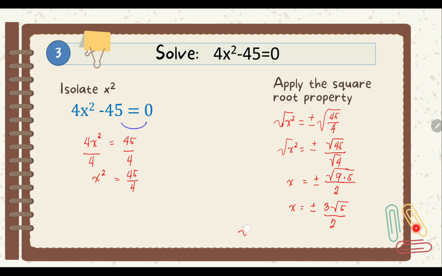So what is the first value for x? It's the positive 3 times the square root of 5 divided by 2. And the second value would be the negative 3 times the square root of 5 divided by 2. So again, inasmuch as the constant, when transferred to the other side, is positive, then we have two distinct roots.